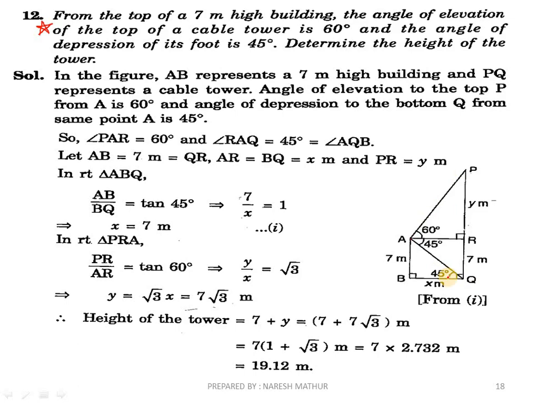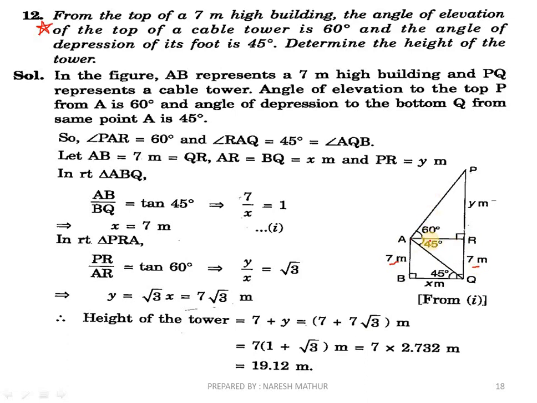So the observation point is same, but we are observing 2 points. One is at angle of elevation and one at angle of depression. Okay, so we need to find the height of the tower. Now see here, if the height of the building is given as 7 meter, then the value of QR would also be 7 meter.